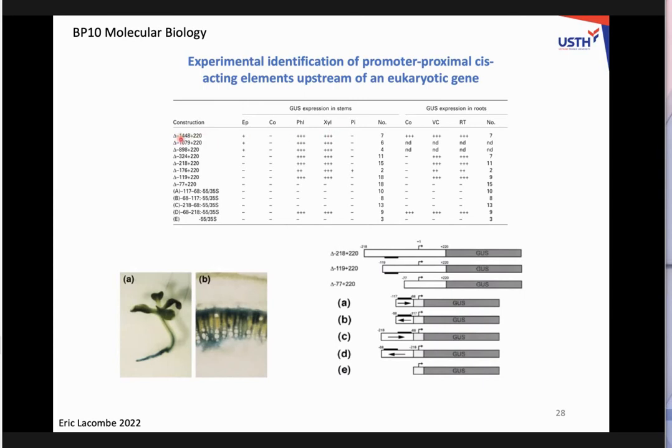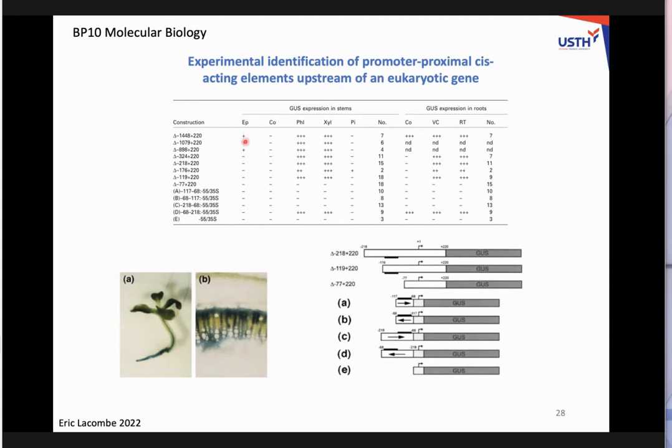And we have that for different deletions. If you compare from the first line on the top till the last one here, delta minus 77, you see that all the fragments always end at the same position, plus 220, but the beginning is different because we cut little by little the promoter. So from this experiment, different transgenic plants were obtained with these different constructs, and those plants were analyzed and checked for their GUS activity.